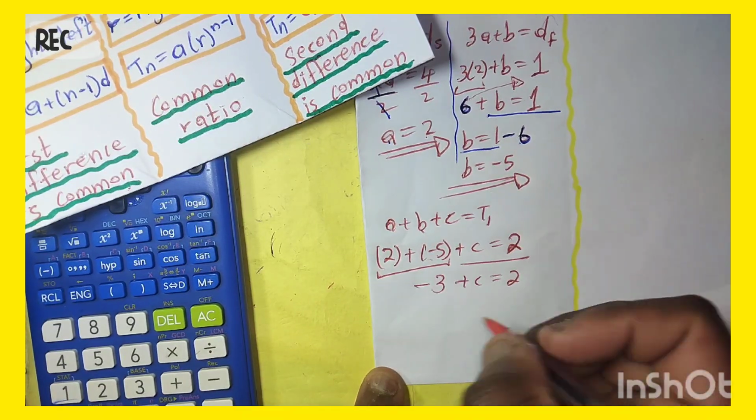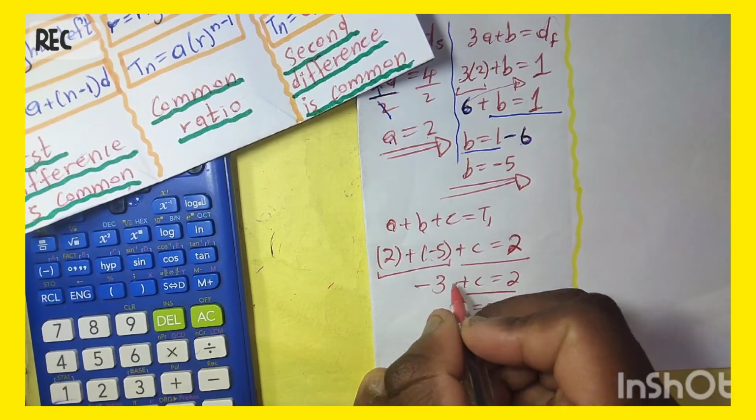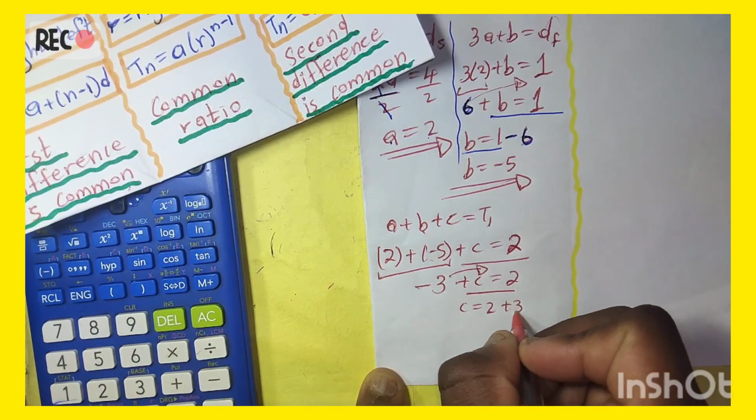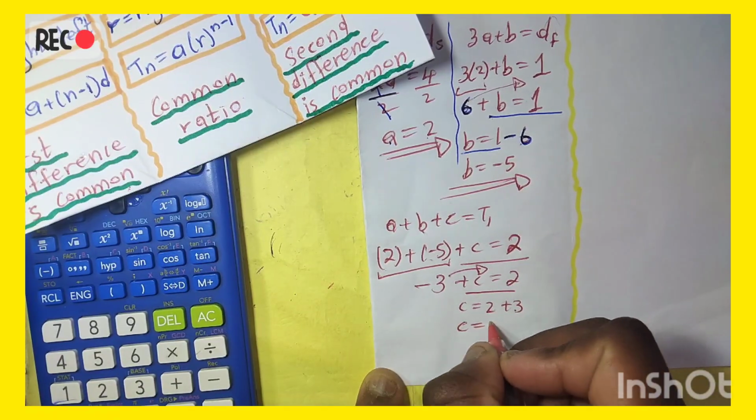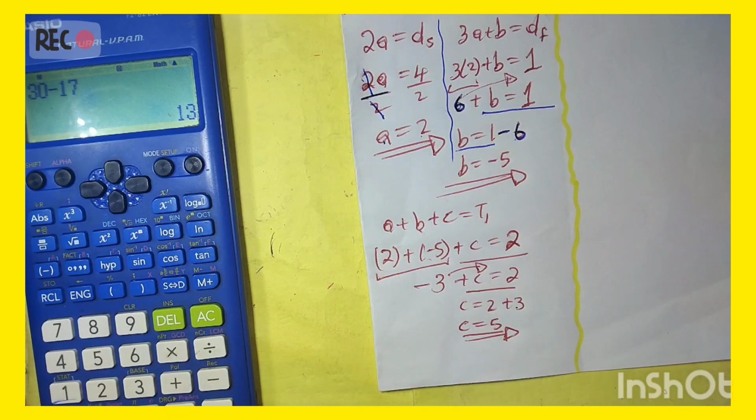Then now you just solve for c. Solving that c, guys, it's easy. You drop this one, then you take this thing to the other side, and it changes the sign. Meaning now these two things give me 5. Do you see? So now I know the value for a, b and c.